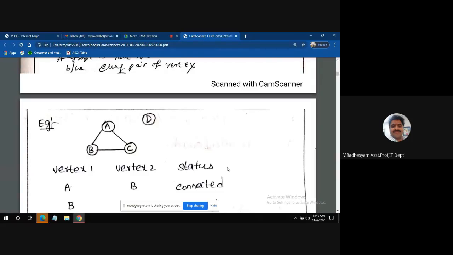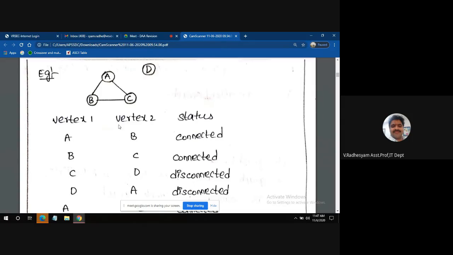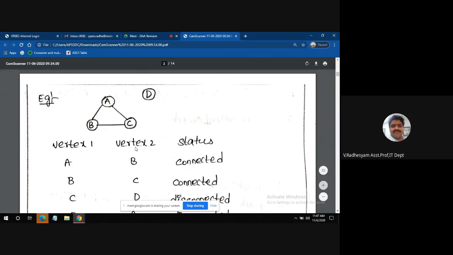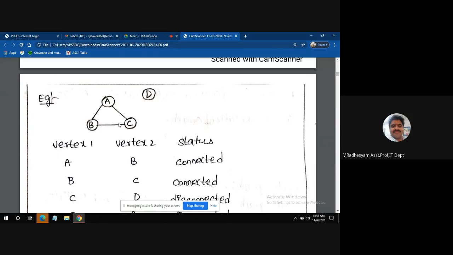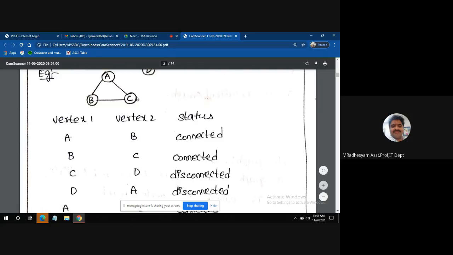Suppose you consider this graph A, B, C, D like this. Consider vertex 1, vertex 2 and consider the status also. Suppose consider vertex A here, vertex B here. Does there exist an edge between A and B or not? Yes. So that is called connected. These two vertices are connected. Suppose consider B and C. There is an edge, so it is connected.